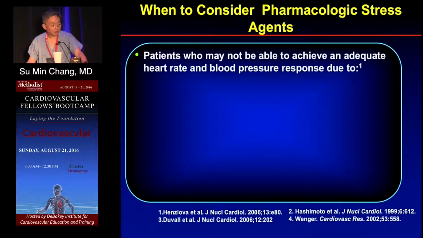And so when do you consider pharmacological stress instead of exercise? The patient would not be able, by visual assessment. That's why you're a clinician. You can take a look at the patient, and at one glance you can tell, okay, I think this patient can exercise.